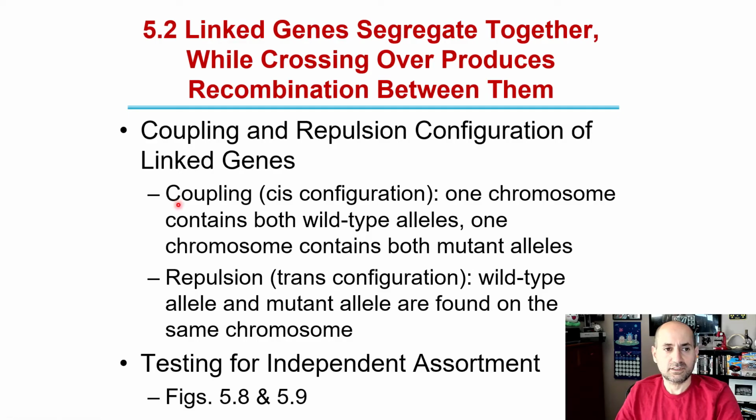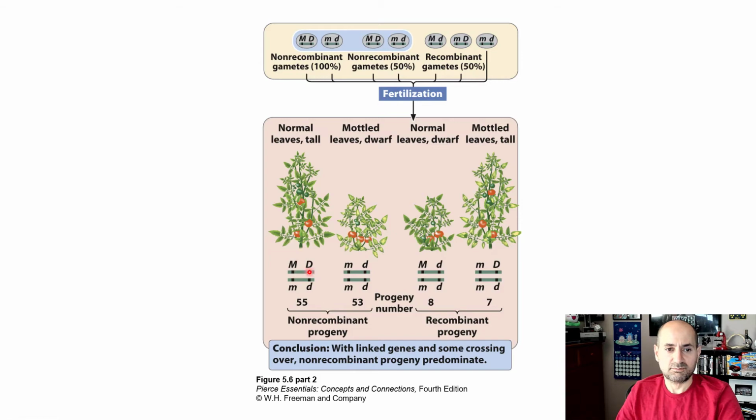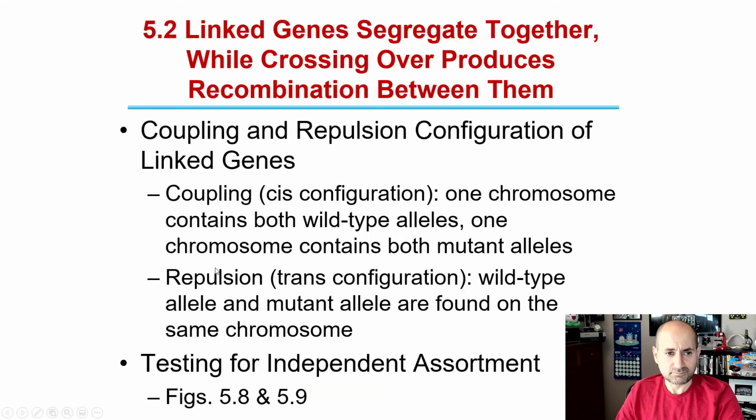Okay, so again, what's coupling or the cis configuration? This is where one chromosome contains both wild type alleles and the other chromosome contains both of the mutant alleles. And again, I told you this is an example of the coupling configuration or the cis configuration. Repulsion would be the trans configuration where the wild type allele and a mutant allele are found on the same chromosome.